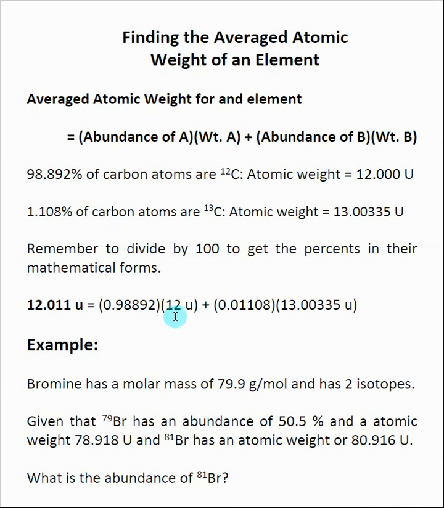So if I take this number and divide it, that tells me the percent of the carbon atoms that are carbon-12, and we know what the atomic mass of carbon-12 is. So this will give us the relative atomic mass for carbon-12, and then we do the same thing for carbon-13. We take this number, divide by 100, multiply it by its atomic weight, and when we add these two numbers together, we get the 12.011 atomic mass units that are reported on the periodic table.